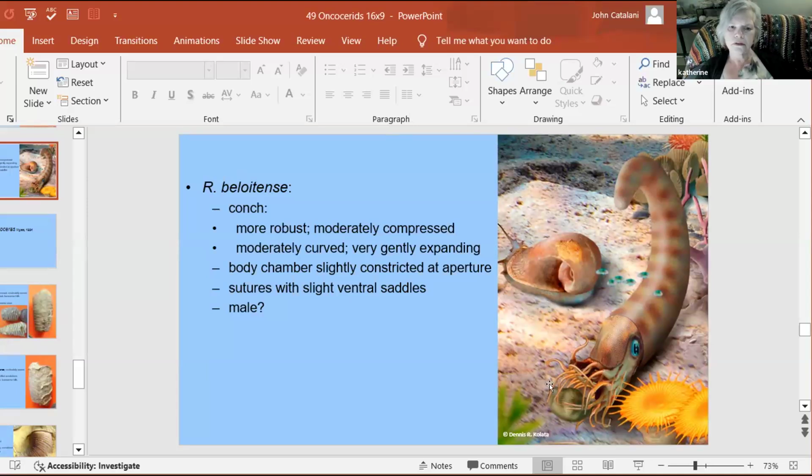Remember that one Endoceras that I found with the big monoplacophoran jammed in the living chamber? Well, that guy went in there to feed, then got jammed in there and couldn't get out, and so he died. So they're being preyed upon.